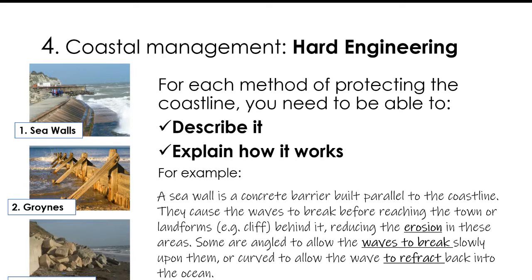So if we take the seawall for an example, if we had to describe what it was, then we talk probably about the fact it was made of concrete. We talk about where it's built, so parallel to the coastline. And then we also talk about how it works. So you need to talk about the fact that it is going to be reducing erosion. It's allowing the waves to break on it rather than on the cliff or the town behind it. And then some of them as well can also be curved, can't they? So as well as those waves breaking on it, they can also refract that energy on a curved seawall, which is why a lot of them are now more curved in shape.